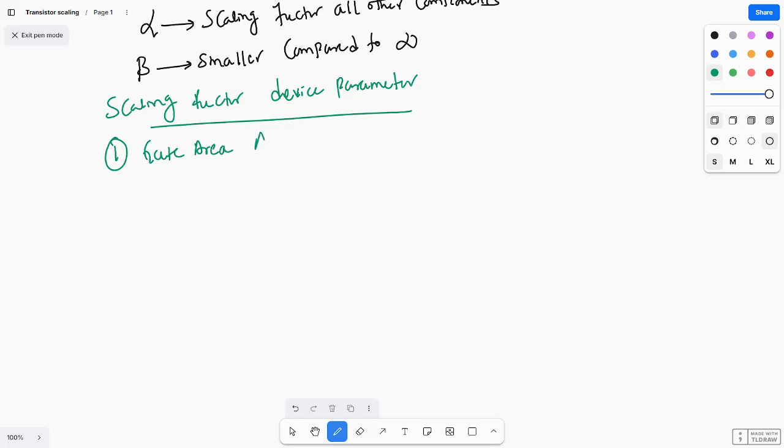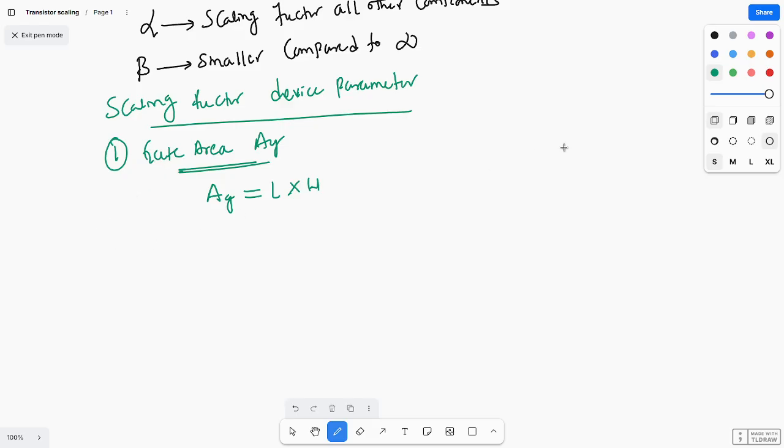Scaling factor for gate area, okay. What is the scaling factor for gate area? We'll see. You know what the area is: area is nothing but length into width. So gate area is nothing but the length of the channel and the width of the channel. That is nothing but gate area.